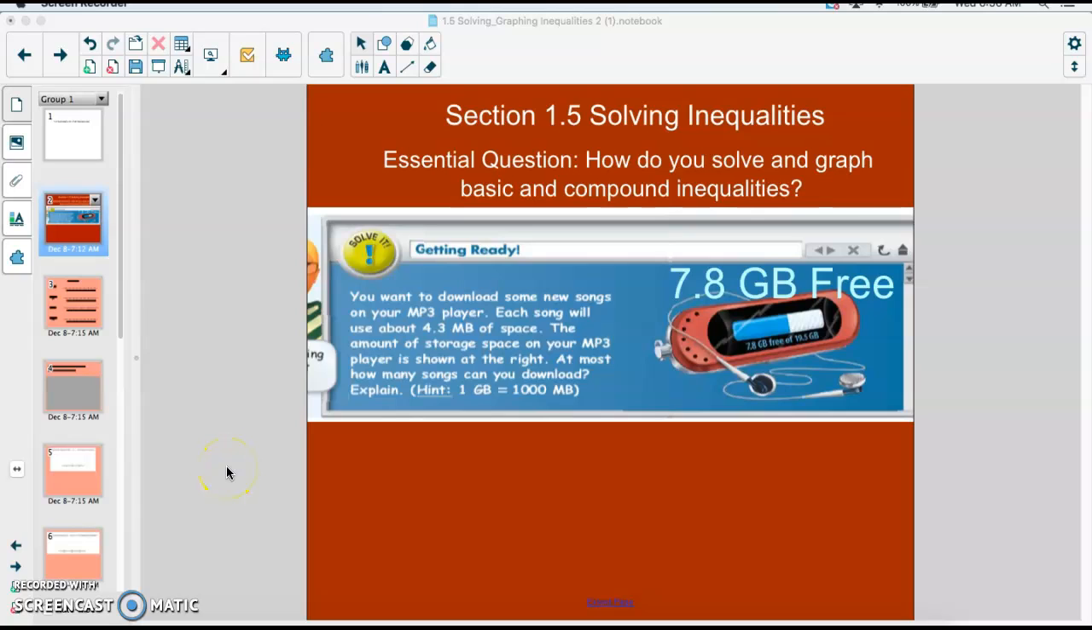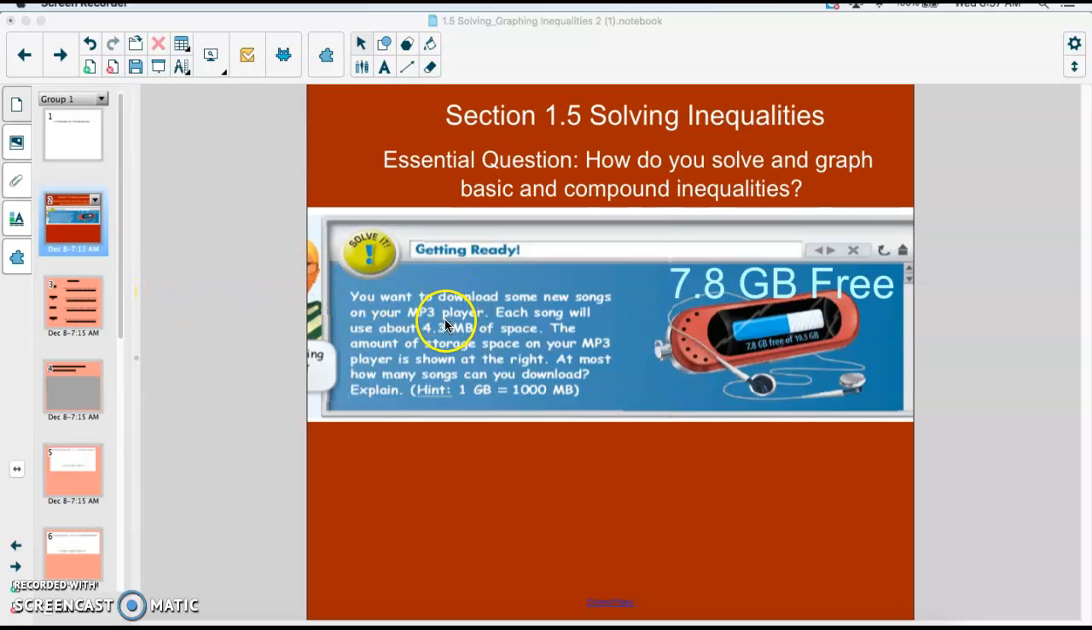Our essential question today is how do you solve and graph basic and compound inequalities? Remember, inequalities are greater than, less than, greater than or equal to, less than or equal to. So we're not necessarily going to have an equal sign here, although this warm-up problem here, we do have an equal sign.